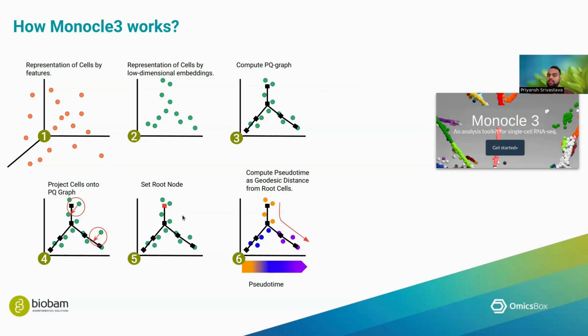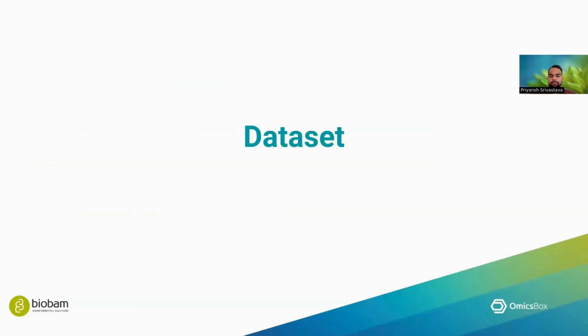So you define, based upon the known biology, where the starting cells are, and then a geodesic distance is calculated from the root cells to each of the cells' projection on the graph. And this value is basically called pseudotime. Now, this pseudotime is different for different kinds of methods, but for Monocle3, it's just a simple geodesic distance from the root cells to the other cells' projection on the principal graph.